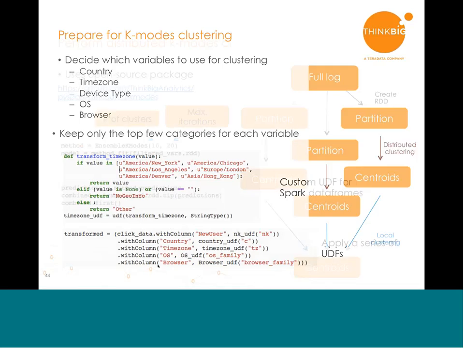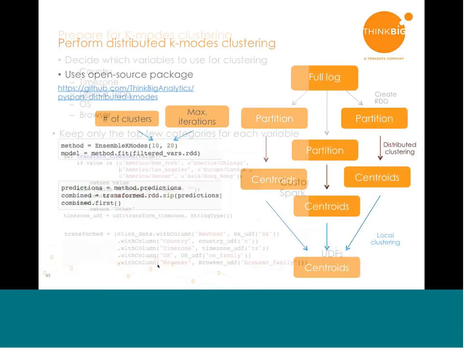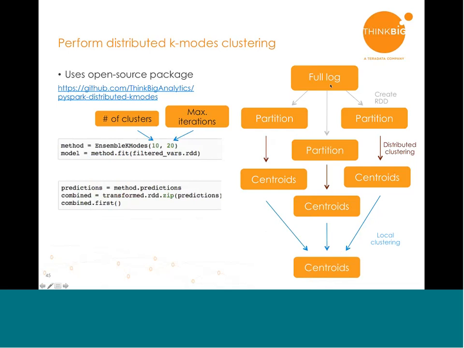So then we're ready. We can do K-modes clustering. What we've done just from a large-scale view is we've taken the full log, we've partitioned it out to create an RDD that's been parsed. We then want to do distributed clustering and then pull those centroid points together to do a final local clustering step. We're going to use this open source package that we've released.